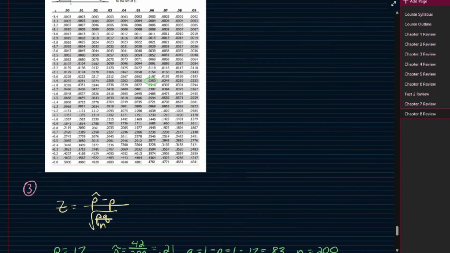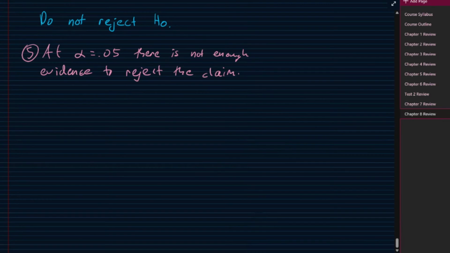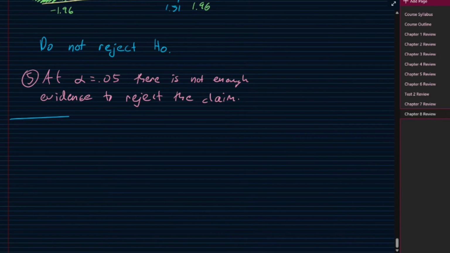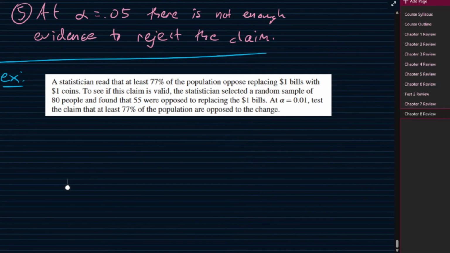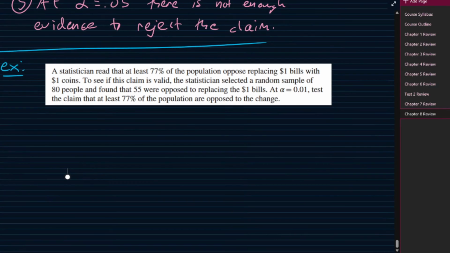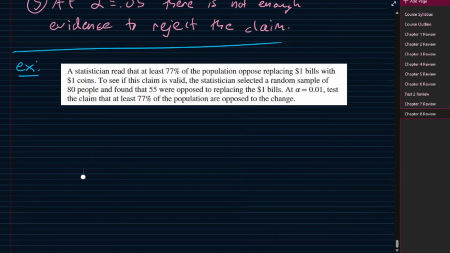Okay. I guess we could do one more, and that'll be it for the video. Okay, so last question of the video here on our hypothesis test review. It says a statistician read that at least 77% of the population oppose replacing $1 bills with $1 coins. To see if this claim is valid, the statistician selected a random sample of 80 people and found that 55 were opposed to replacing $1 bills. At an alpha of 0.01, test the claim that at least 77% of people are opposed to the change.